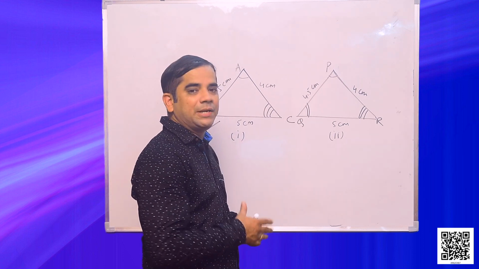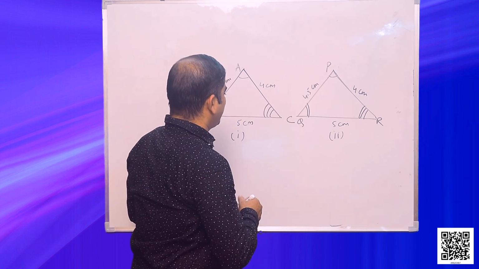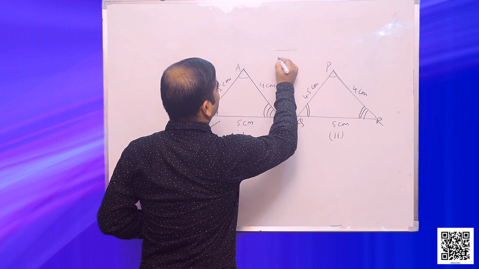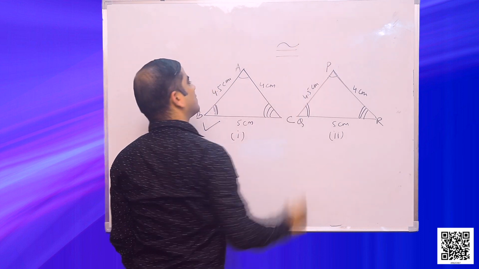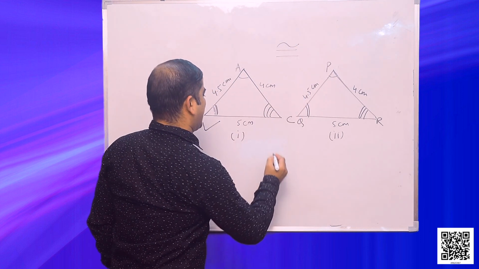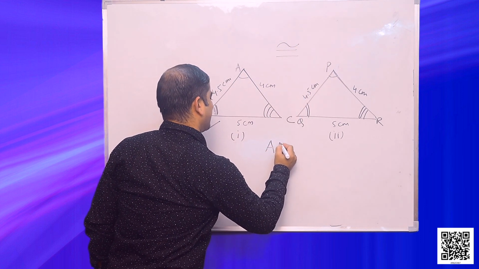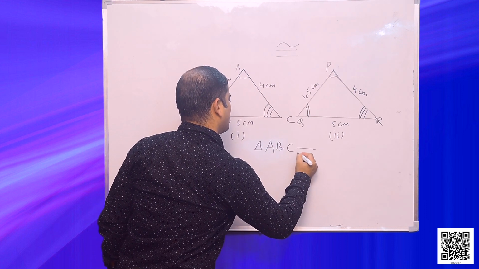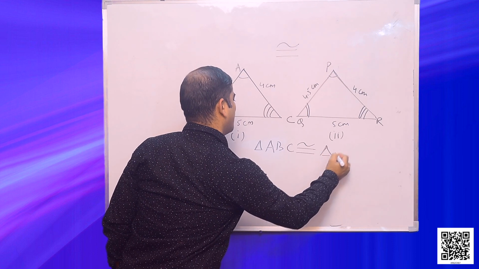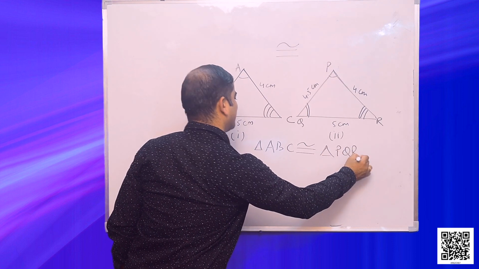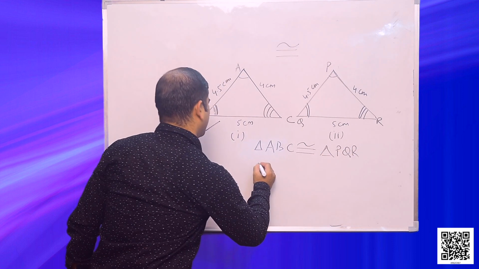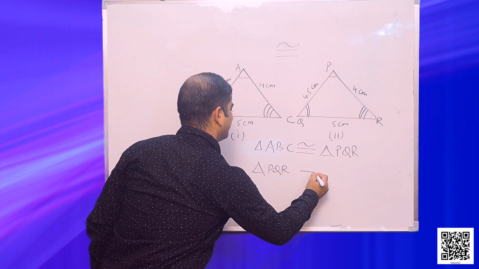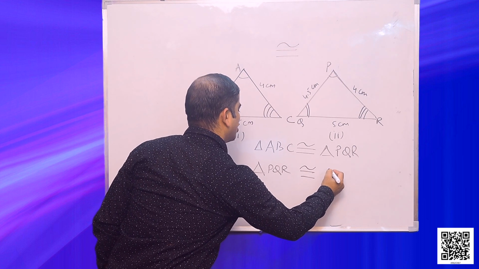So how can we represent this? We can use the sign of congruency, which is this one. Okay? So I can write triangle ABC is congruent to triangle PQR. Or I can as well write that triangle PQR is congruent to triangle ABC.